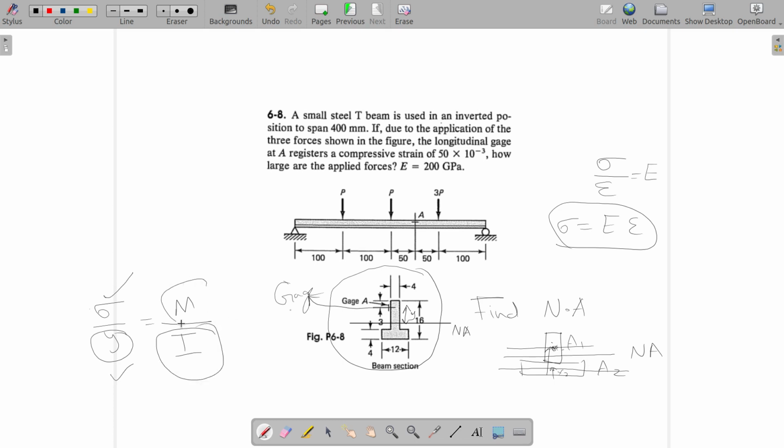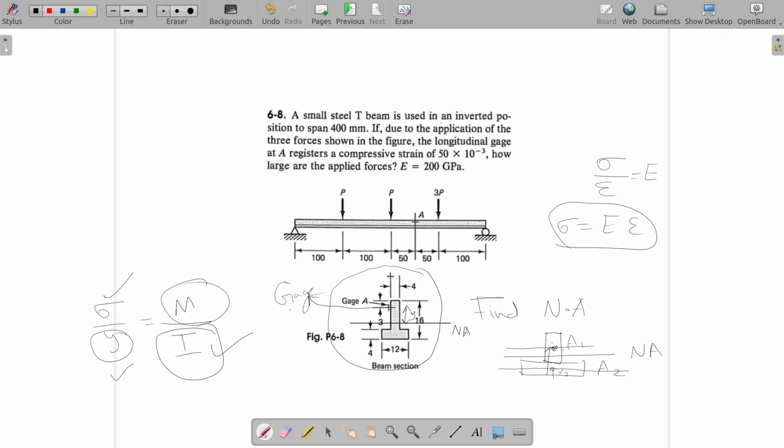Now the next part is M. So now you have a sigma, y and I. The remaining part is M. M is the moment at this point. So what will be the moment at this point? How do you calculate it? Here you need to remember some lessons from engineering mechanics.